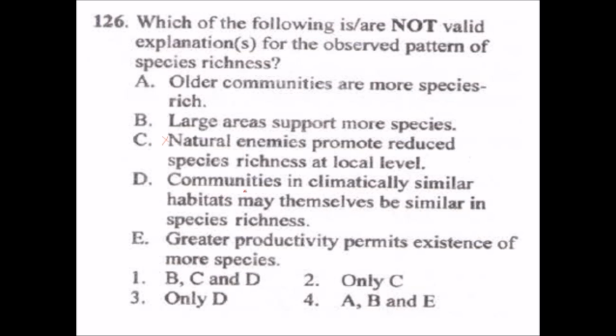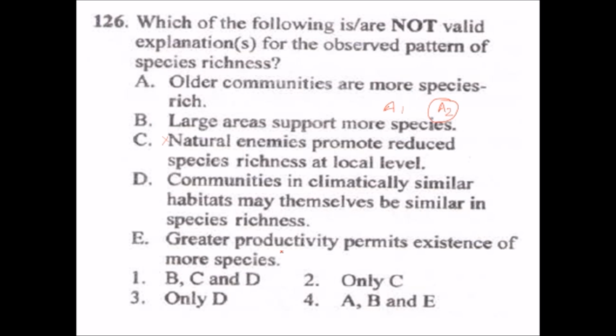Next statement is communities in climatically similar habitats may themselves be similar in specific species richness. Obviously, each species has its own criteria of survivorship and its own criteria to adapt to an environment. If a particular species is getting a source of A environment, and A environment is in this particular area also, then species 1 will also be rich in species 2 also. So it will be similar in species richness.